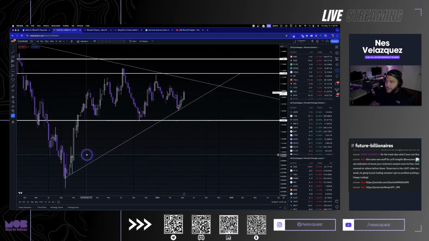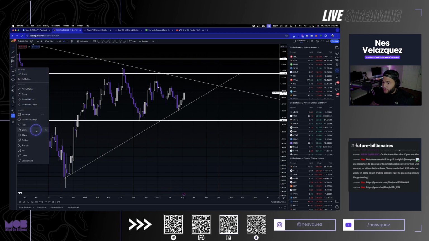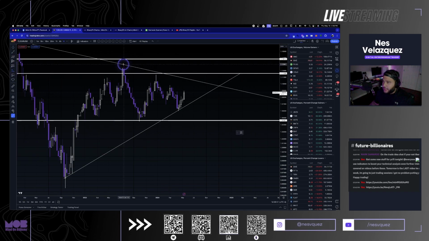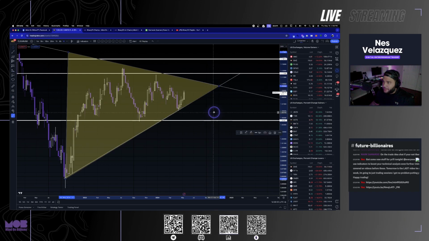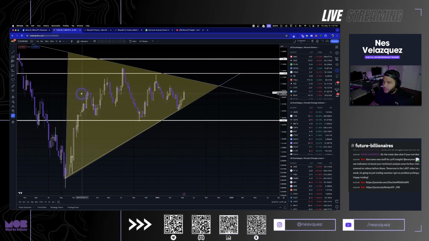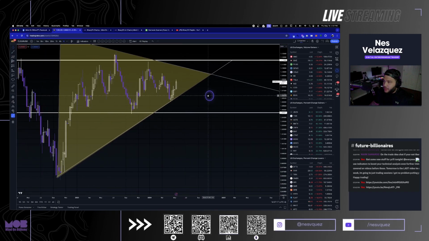All right, X marks the spot. Here's one of those moments where a triangle is currently being formed. One of the rules of triangles is that usually there are about 5 touches to the triangle before a breakout happens. X marks the spot. When the candles form patterns, 5 touches to the triangle usually is going to equal a breakout.